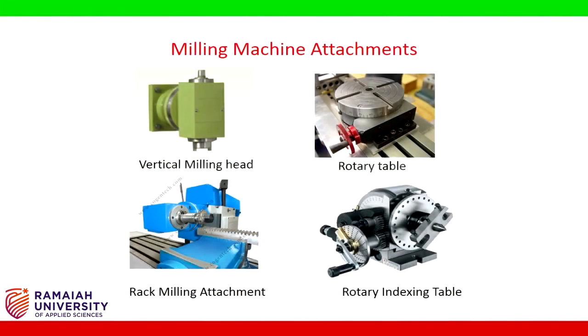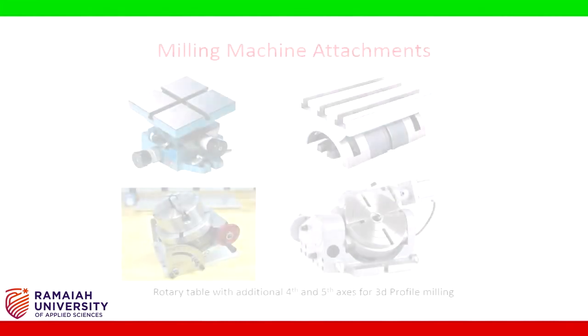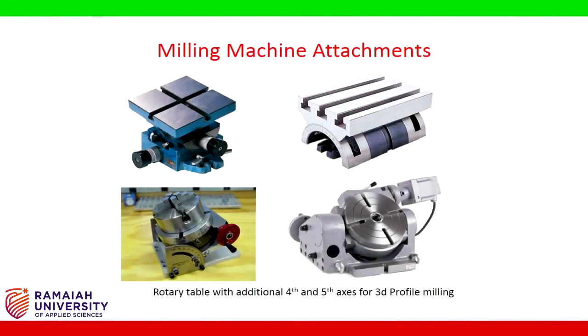Milling machine attachments. The following attachments are commonly used for additional operations that can be performed on milling machine: vertical milling head, rotary table, rack milling attachment, and rotary indexing table. In addition, we can use rotary tables with additional 4th and 5th axis for 3D profile machining.